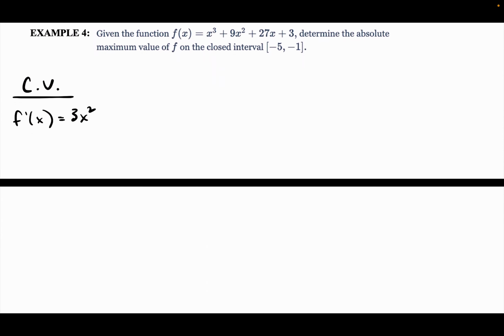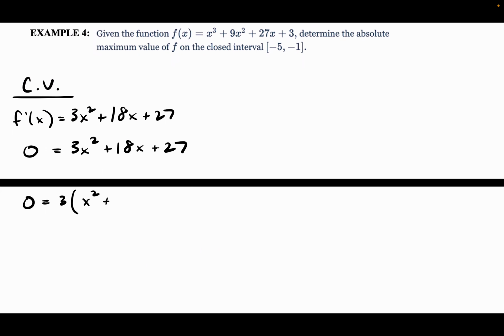3x squared plus 18x plus 27. Then what do we do? Set it equal to 0. It's a trinomial again. It's got a GCF of 3, so I'm going to divide everything by 3.